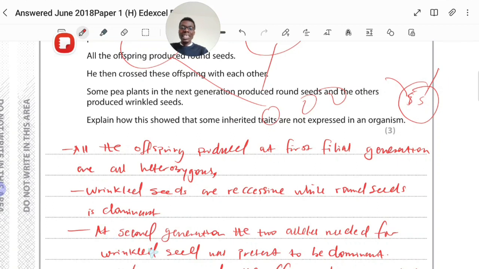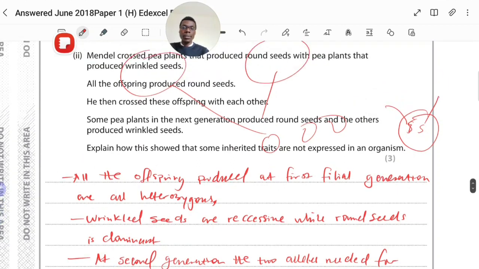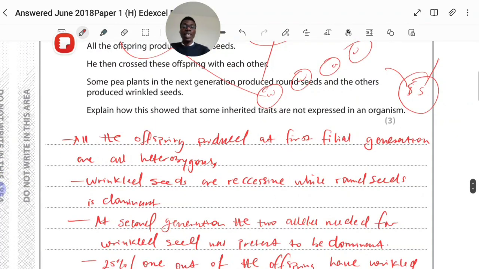Work with me. So a second filial generation. What it means is that all this is first filial generation. We have 4 offspring. All of them are round seed, but they all have the trait of being wrinkled in them. So the ones that were produced that had wrinkle seed at the second filial generation, it means that there must have been a place whereby 2 wrinkle alleles combined to make it show. Because with a dominant allele, the recessive allele will not show. It only shows when there are 2 of them present. So it says second filial generation, the 2 alleles needed for wrinkle seed were present together, so that's why the organism was wrinkled.